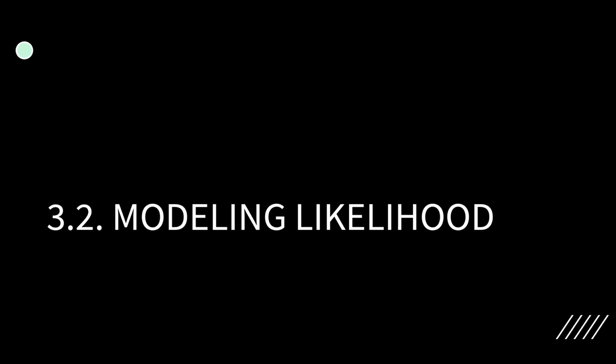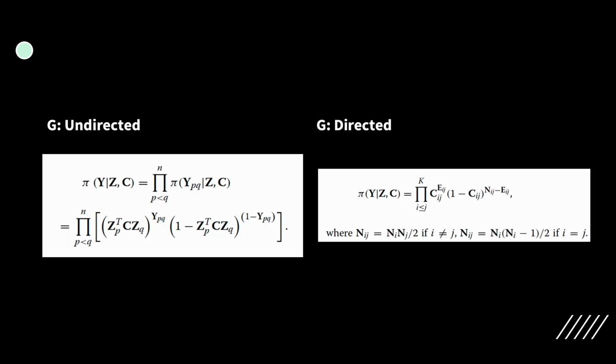The next key setting for the SBM is the modeling likelihood. Given C and Z, we can write down the likelihood based on the assumption of edges being Bernoulli distributed conditional on the group memberships. The left shows the equation of the modeling likelihood if G is an undirected graph, and the right side of the equation shows when the graph is directed.